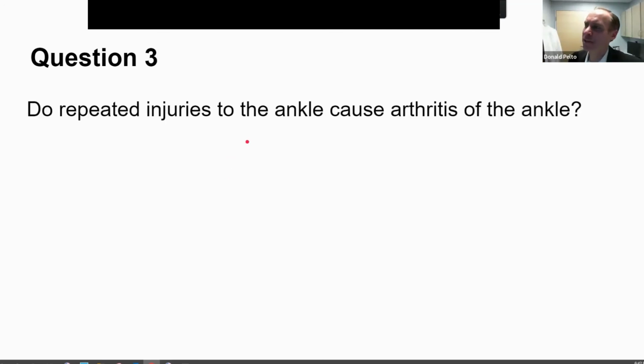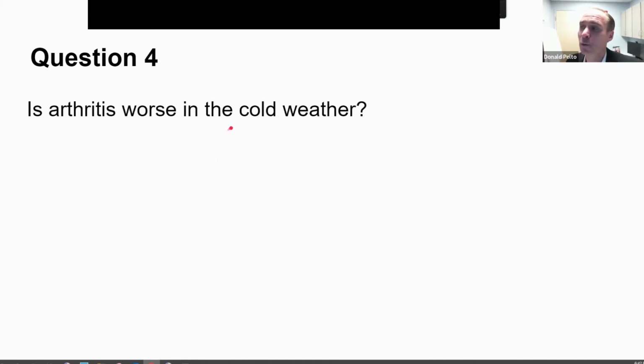Do repeat injuries to the ankle cause arthritis of the ankle? Definitely. Repeated injuries in anything, repetitive ankle sprains, a direct fall on the ankle, things like that, they certainly can cause arthritis over time. Is arthritis worse in cold weather? Yes, arthritis is worse when it's going to rain, and when you're in cold weather, arthritis does hurt more.